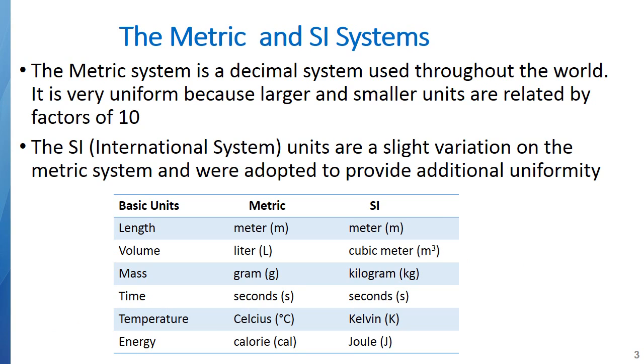All right, so the metric system is far superior to our English system because it's a decimal system, which means that all of the units are just factors of 10. You're dividing or multiplying by a factor of 10, so it's much simpler. The SI system, or the international system, units are a very slight variation on the metric system. And you can see the difference here. It's not anything that you really need to worry about. We're mainly just going to focus on the metric system.